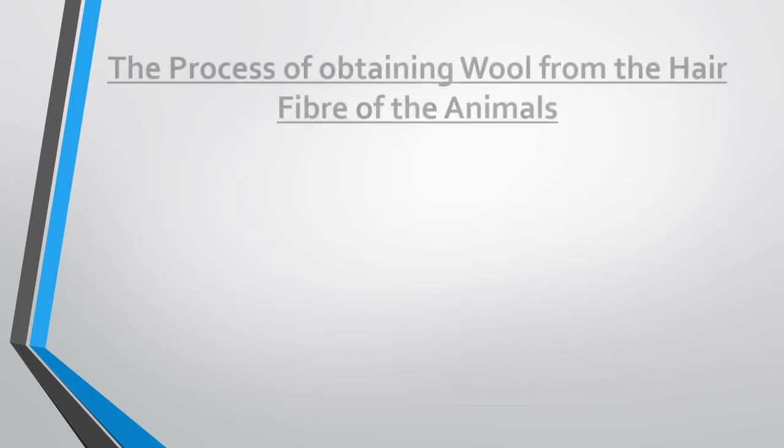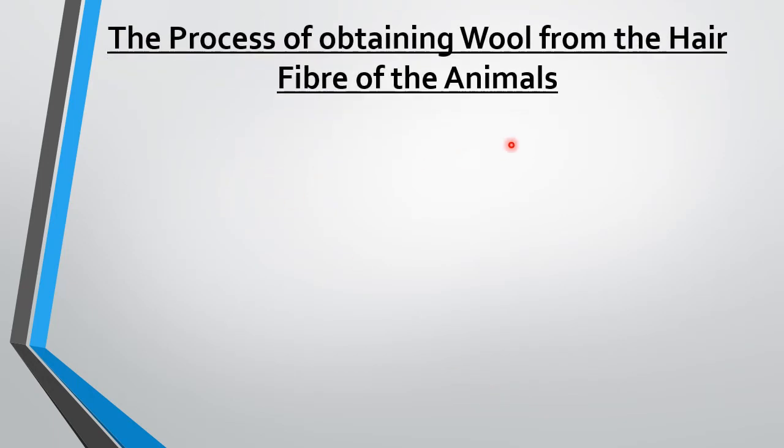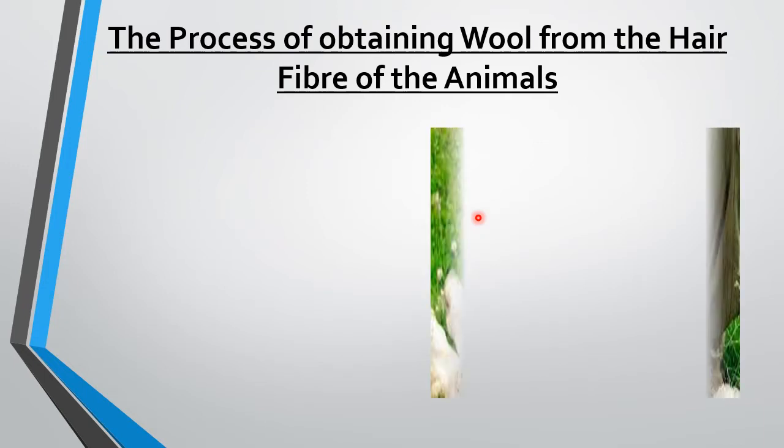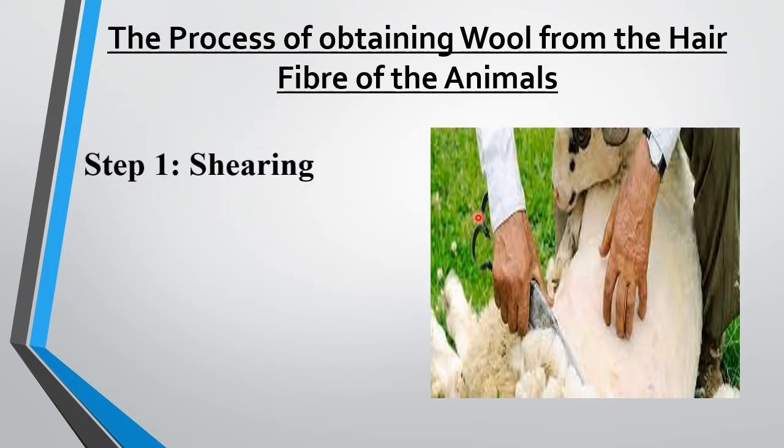Next, we will see the process of obtaining wool from the hair fibers of the animals. The first step is called shearing. The process of removing the fleece from the body of the sheep is called shearing. The person who removes the fleece is called a shearer. Shearing is done by clippers or a pair of scissors. Machines are also used for shearing. Usually this is done once a year during the spring season.